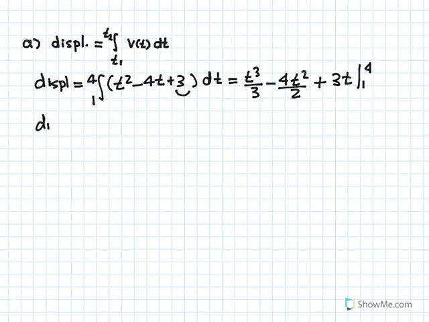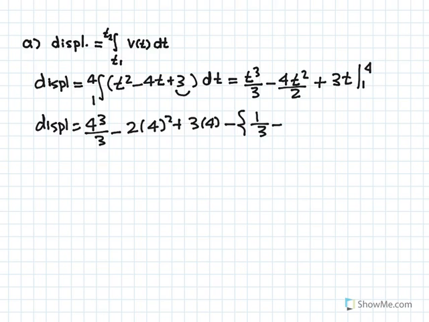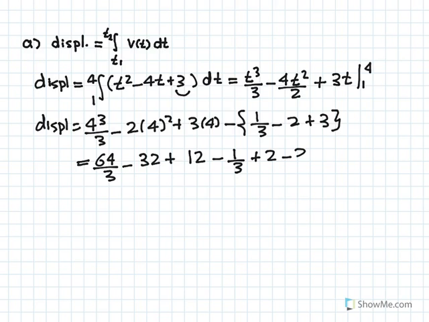Let's put the upper limit in. We get 4 cubed divided by 3, minus 4 over 2 is 2, so 2 times 4 squared, plus 3 times 4, minus, putting the lower limit in, we get 1 over 3, minus 4 over 2, that's 2, plus 3 times 1, that's 3. Let's simplify further. We get 64 over 3, minus 4 squared is 16 times 2, that's 32, plus 4 times 3, that's 12. Distribute the minus sign: minus 1/3, plus 2, minus 3.